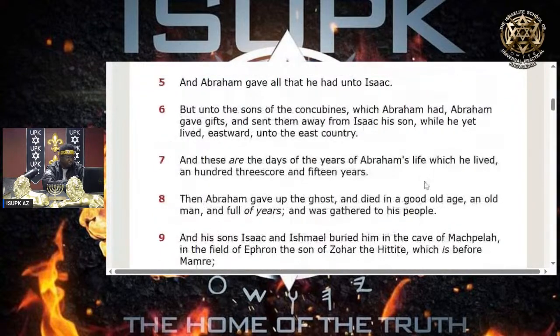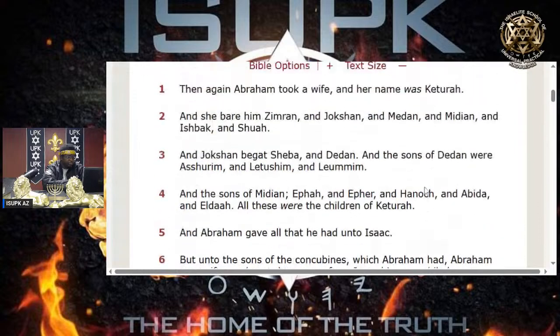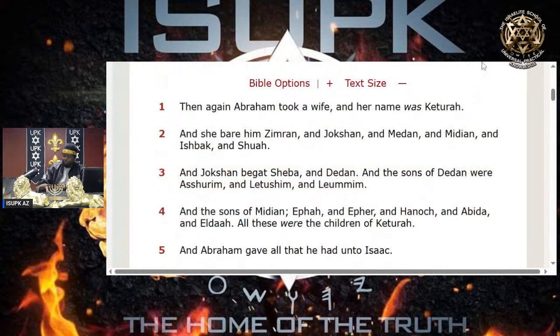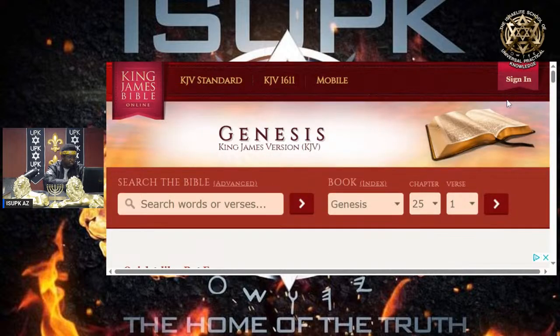For those who think that the Edomites are gone, because that's what a lot of people do in the Christian church, they will say the Edomites are gone, that there are no more Edomites in the world, they've already gone extinct. That's not true.